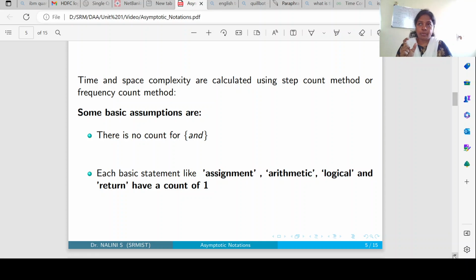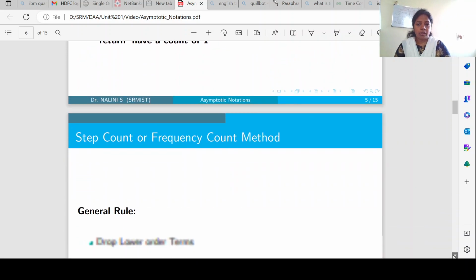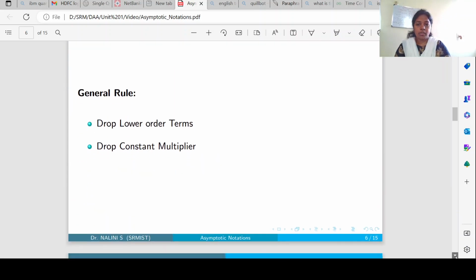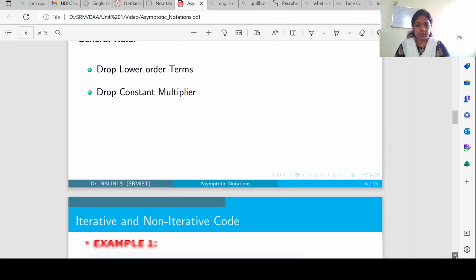Usually for each line of code we allocate 1 unit of time. There is no count for open and close brackets, meaning curly braces. We are not allocating any amount of time for open and close curly braces. We allocate 1 unit of time for assignment, arithmetic, logical and return statements. We also have to follow two general rules. The first is to drop lower order terms, and the second is to drop constant multipliers. We will discuss how to implement this in algorithms.